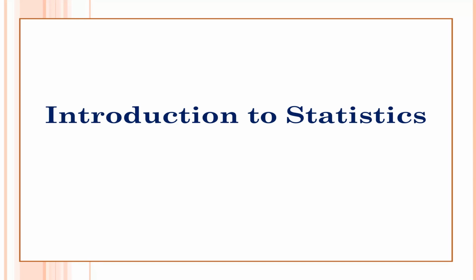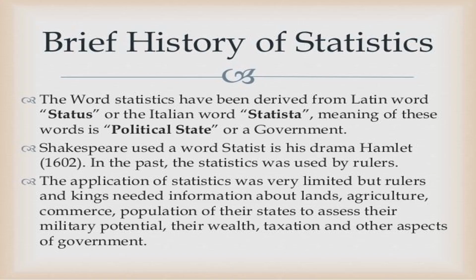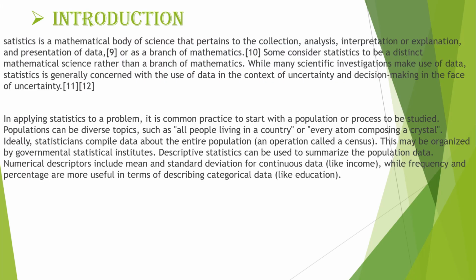Statistics. Introduction to Statistics. Brief history of statistics. The word statistics has been derived from the Latin word status or the Italian word statista. The meaning of this word is a political state or a government. Shakespeare used the word statistics in the drama Hamlet. In the past, statistics was used by rulers. The application of statistics was very limited, but rulers and kings needed information about lands, agriculture, commerce, and population of their states to assess their military potential, their wealth, taxation, and other aspects of governments.